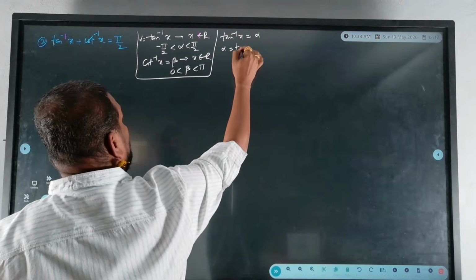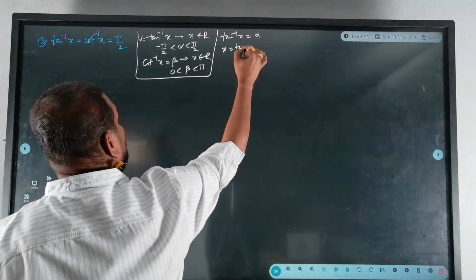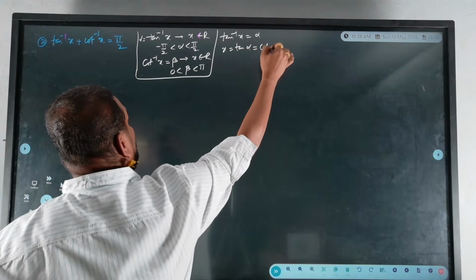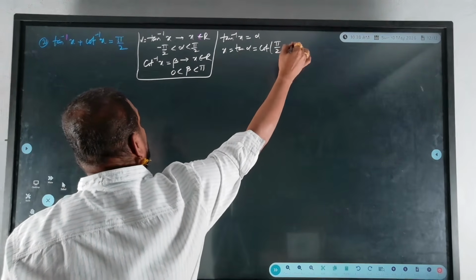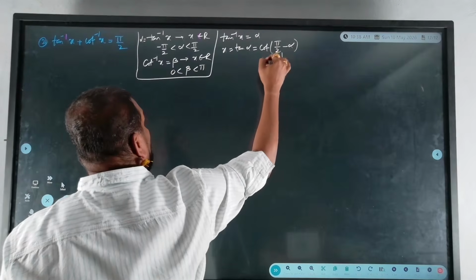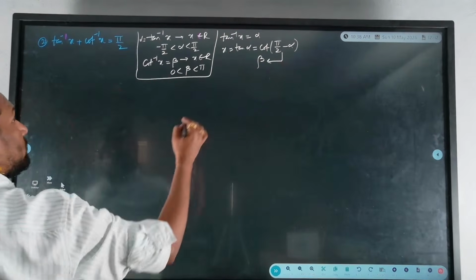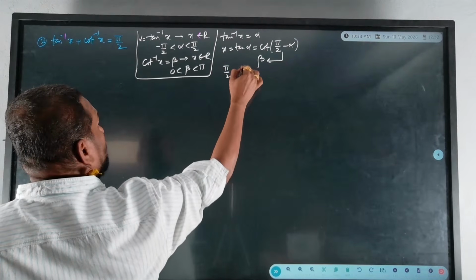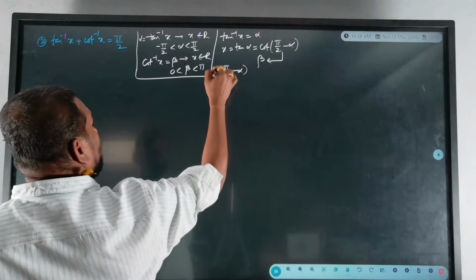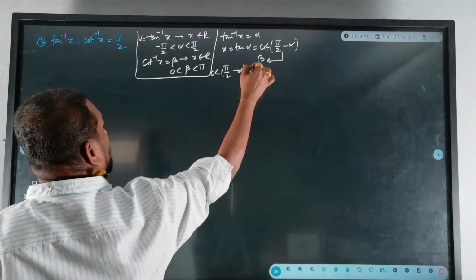Alpha is equal to, sorry, x is equal to cot, let it be beta. So now pi by 2 minus alpha lies between 0 to pi.